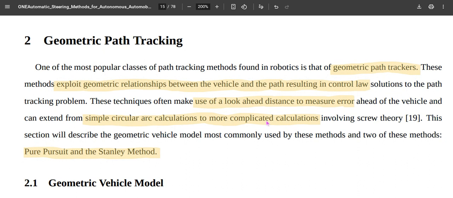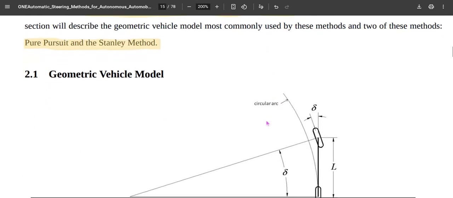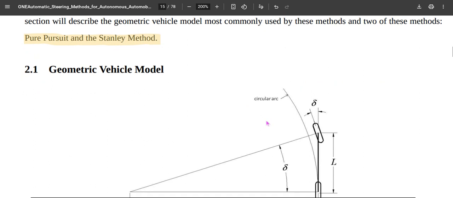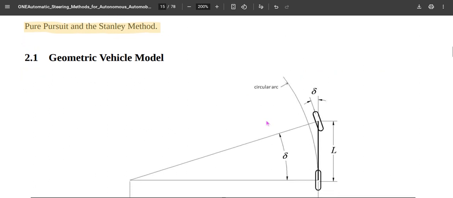So the important concept is to use a concept called look ahead distance and to measure the error ahead of the vehicle, and extend to do some calculations based on some geometrical relationship between the vehicle and the path that has to be tracked. So the first path tracking method based on geometry vehicle model is pure pursuit.